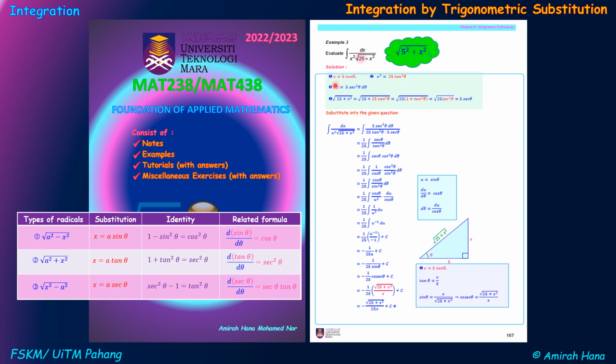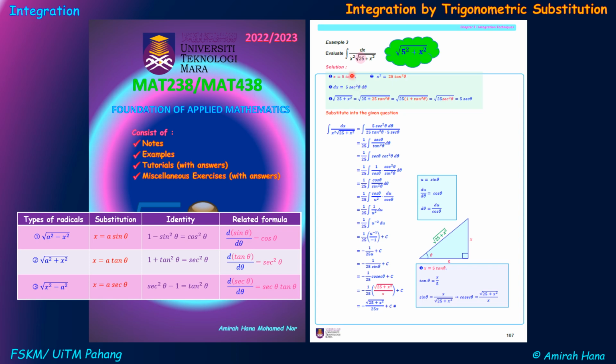Okay, differentiate x with respect to theta, so we got dx over d theta equals to 5 times differentiate tangent theta equals to sec squared theta. Mana datang d theta ni? Datang daripada dx over d theta. But we need to write dx as a subject, so that's why we move over d theta to right hand side. So jadilah darab d theta.